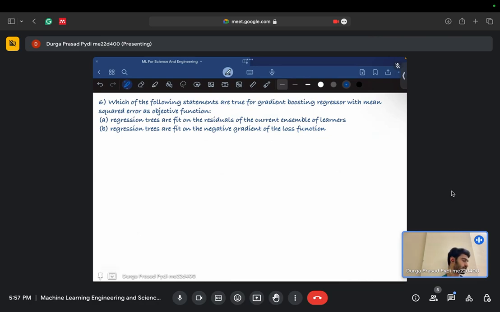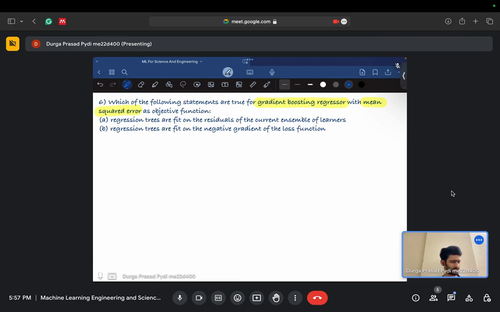The next one is on gradient boosting. So what do we do in gradient boosting? The question asks that if you are using mean square error as your objective function and you want to use gradient boosting regression, it's a regression problem, which of these two statements is true? The first one: regression trees are fit on the residuals of the current ensemble of learners. The second one: the trees are fit on the negative gradient of the loss function.